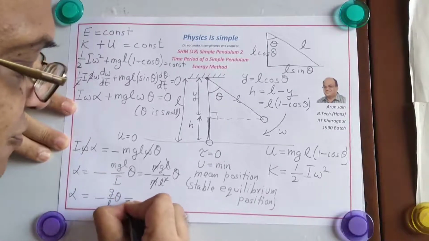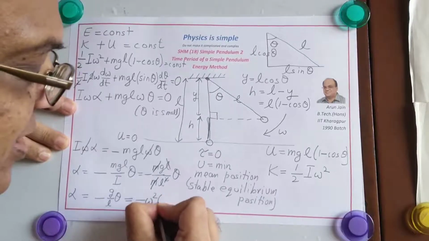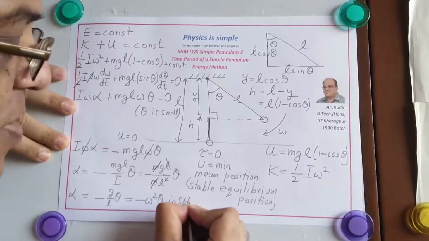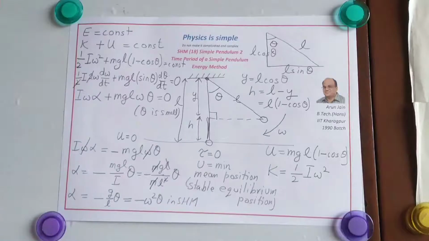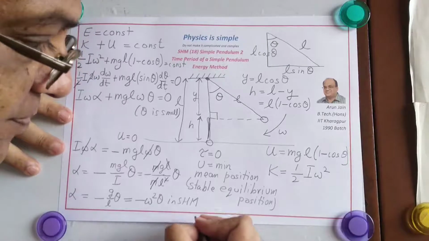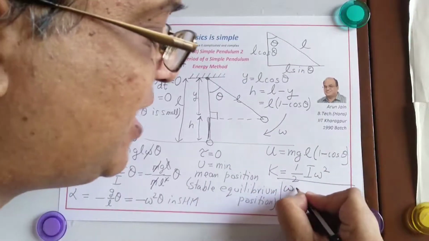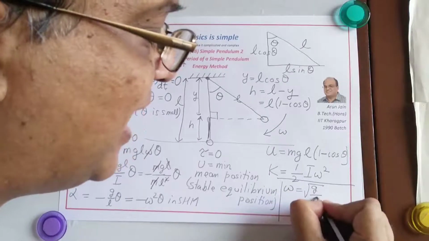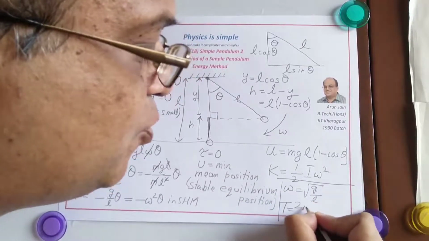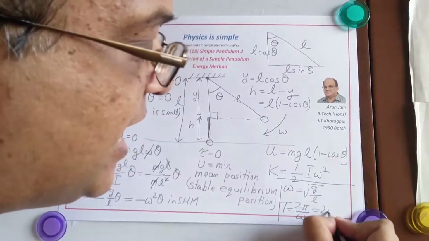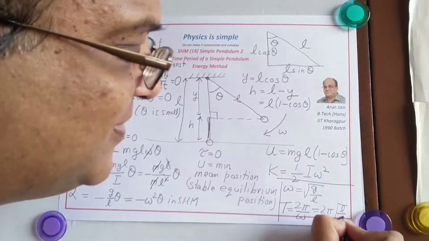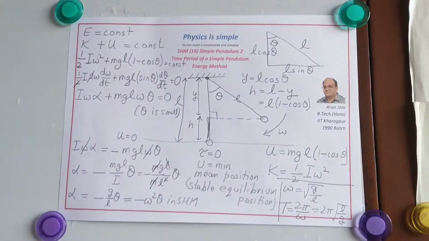In SHM, alpha is minus omega square theta. Therefore, omega is root over g by L. And if omega is root over g by L, then time period will be 2 pi by omega, and that gives us 2 pi root over L by g. So this is how we derive the formula for time period of a simple pendulum by energy method.